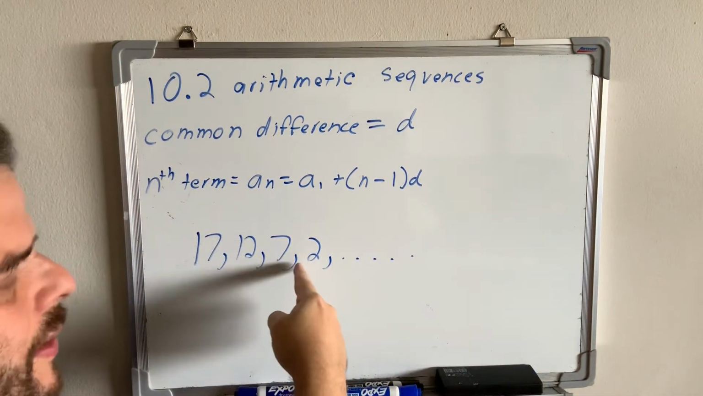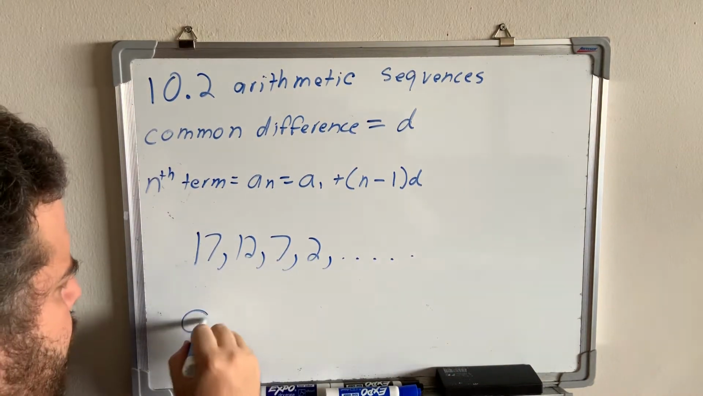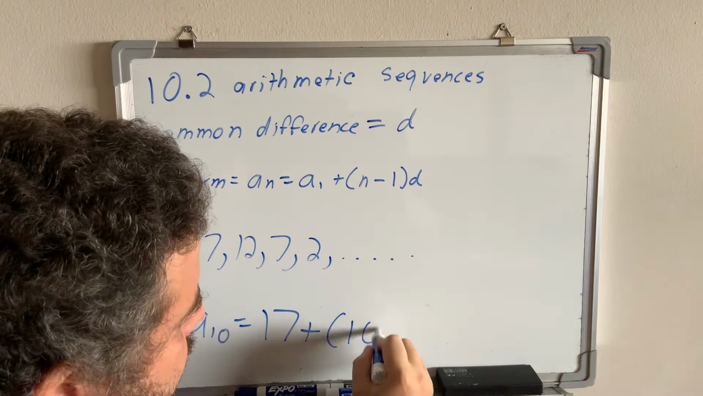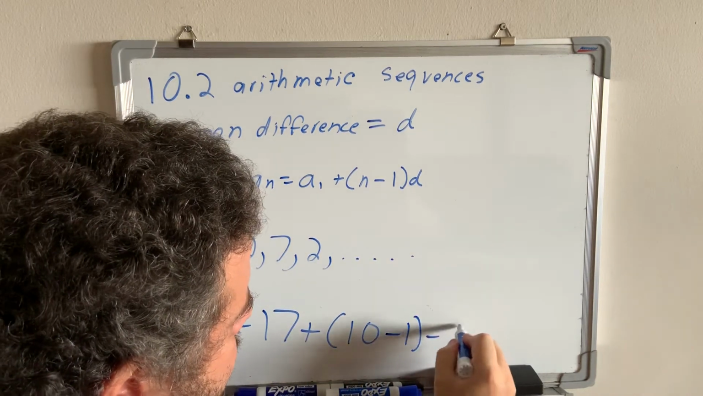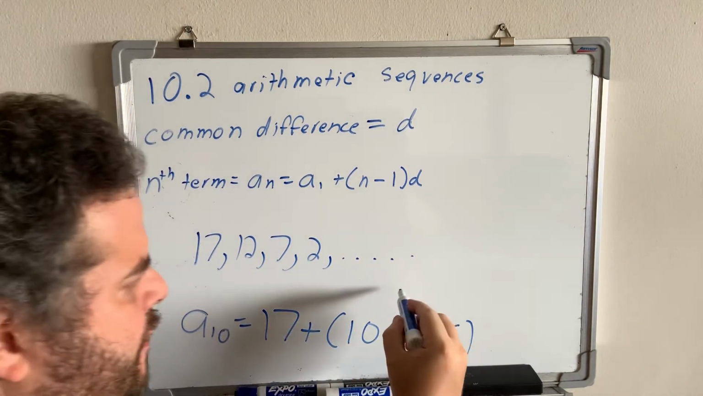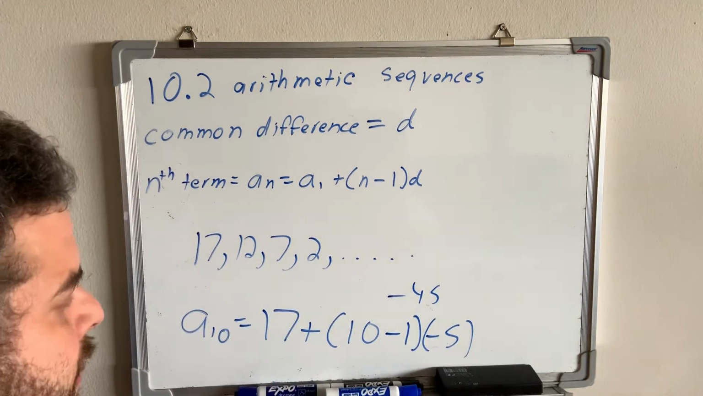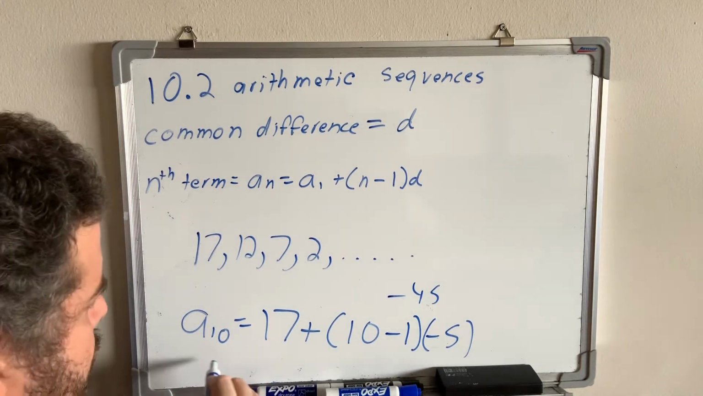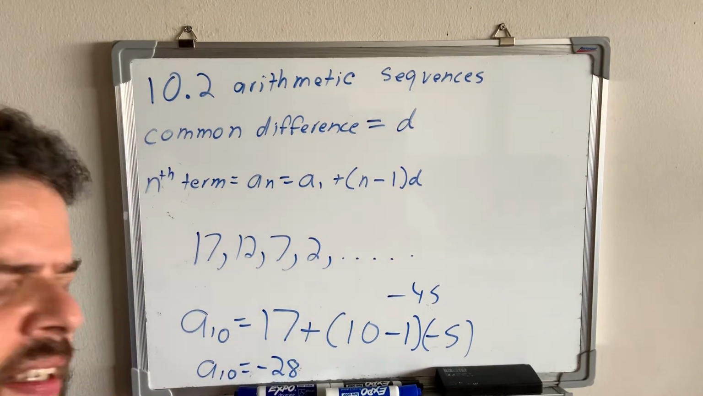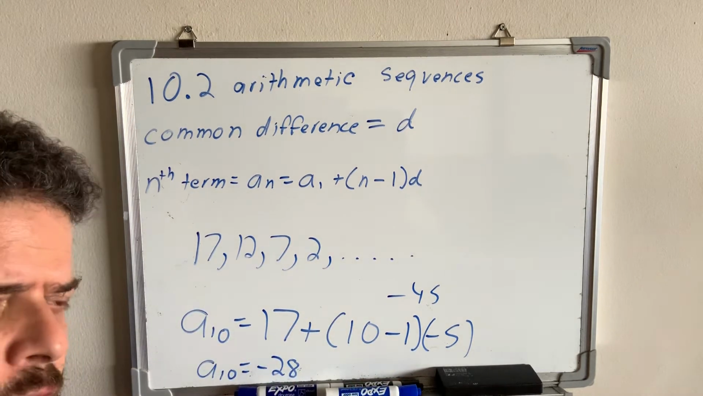Again, you can add negative 5 ten times, which is correct, but very inefficient, or we use the formula. The 10th term is equal to the first term plus the 10th term minus 1 times the common difference. This gives me 9 times negative 5, negative 45, plus 17 is negative 28. Yes. So the 10th term is negative 28. That is example 1, finding an nth term and finding the common difference. Pretty straightforward.